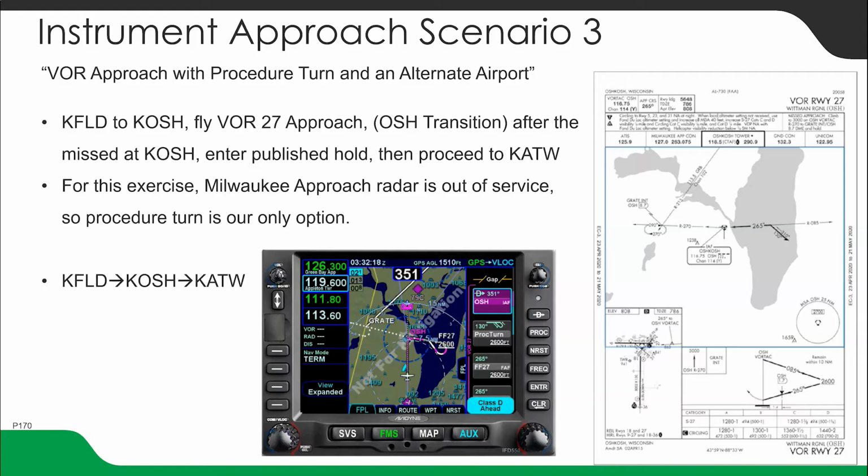Okay, in this scenario, we're going to fly a VOR approach with a procedure turn and fly to an alternate airport. So the instructions are, we're going to go Fond du Lac to Oshkosh Airport. We're going to fly the VOR 27 approach into Oshkosh using the Osh transition. And then after that, we'll fly the missed, enter the published hold, and then we're going to proceed on scenario 4 into Appleton for an ILS.